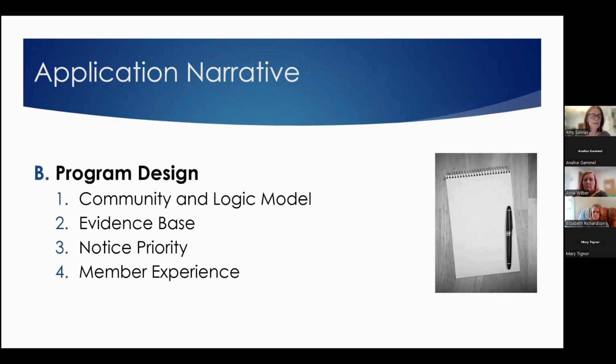The more complicated section, in my experience with grant applicants, is this first one, the program design. There's 4 sections within it. It's the first 2 that I think are the most complicated for everybody. So my goal will be to help walk you through that. The first section in program design is called community and logic model.